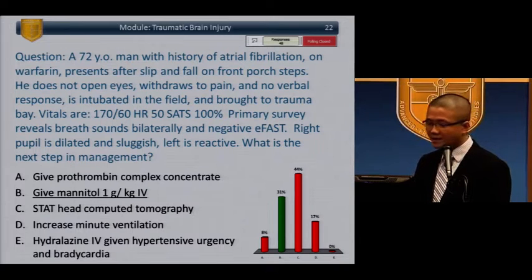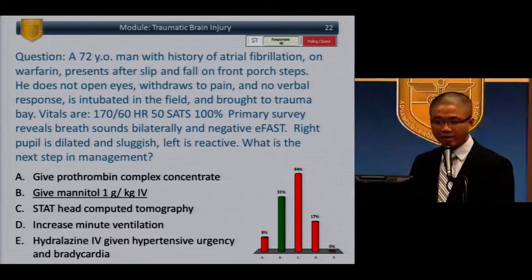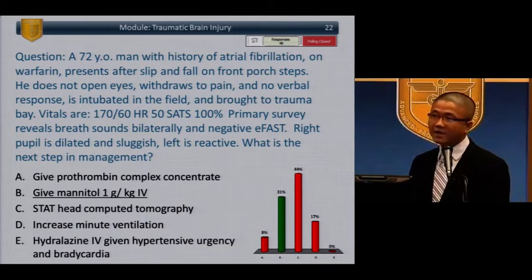So, and then 17% of you said increased minute ventilation. This is to hyperventilate the patient. So, yet another measure to decrease intracranial pressure. As a paradigm shift, we have also started to move away from hyperventilation.